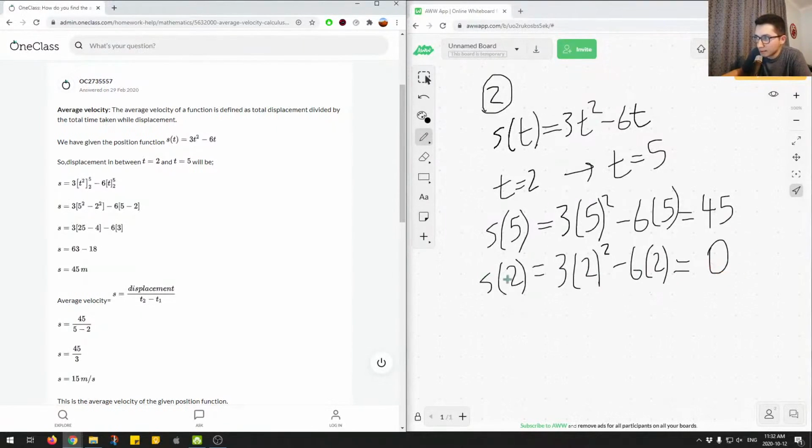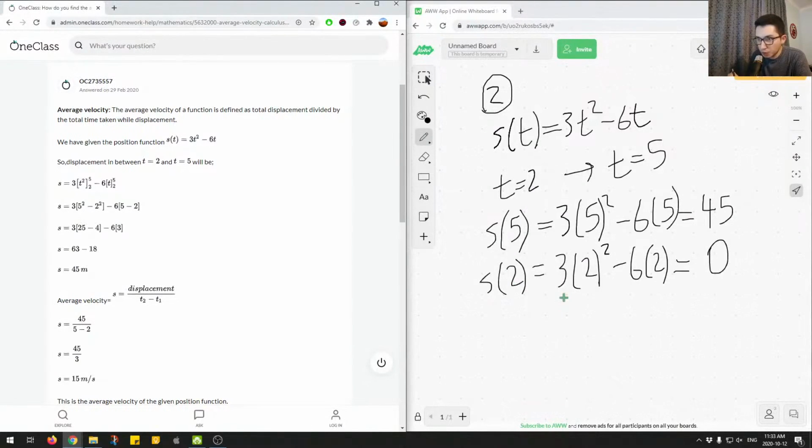So the position function that we're given, when we substitute the time value 2, so at time equals 2, the displacement is 0. So they're at position 0. And when we substitute at 5 seconds, we get 45 displacement. So here, from time 2 seconds to 5 seconds, we have 45 meters, I believe, in displacement.